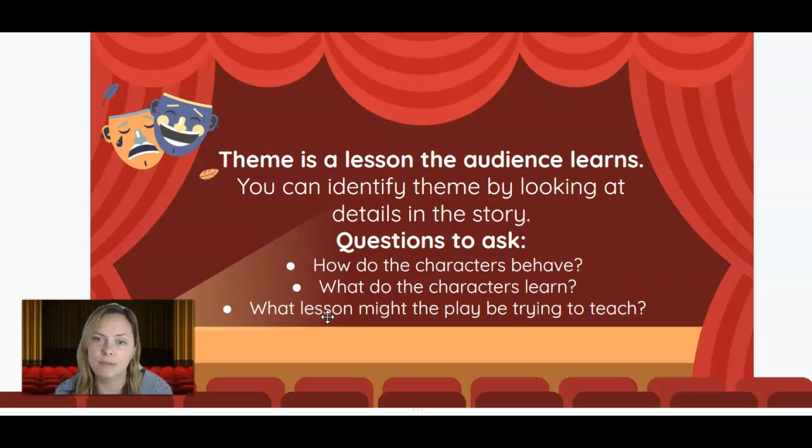I always like to ask myself, if I'm trying to find the theme, what lesson is this trying to teach me? Because if I can identify that, or if you can pull that out, that's going to help you find your theme. Because usually the lesson that is trying to teach you as the reader is the theme.